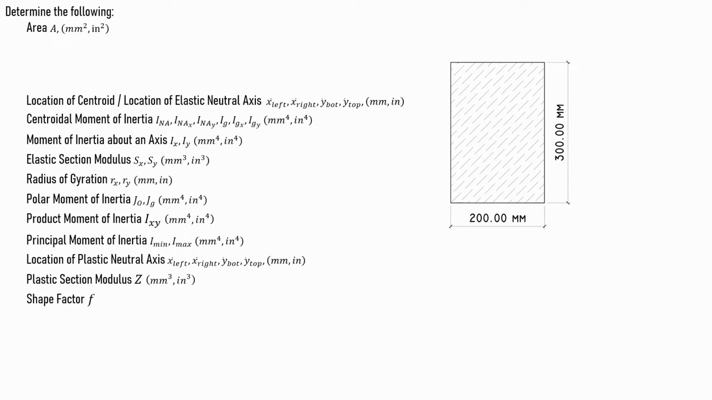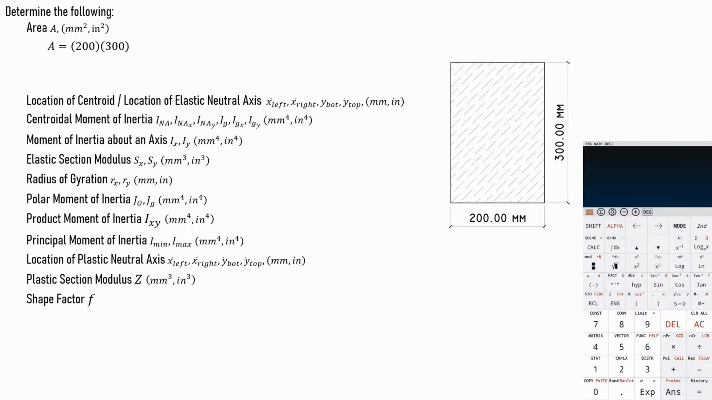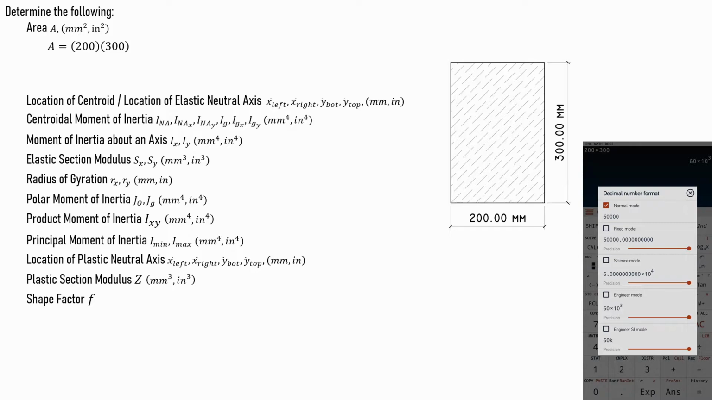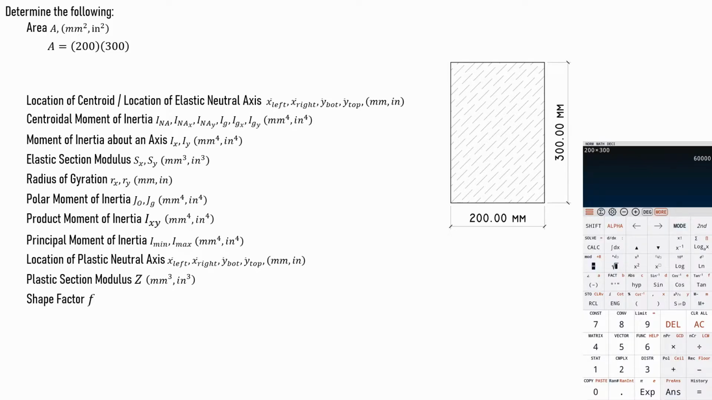So una ay yung area. So simple lang dahil rectangular lang yung section. So area natin base times height. So 200 times 300. So yung sagot natin, naka-engineering notation ako dito, so palitan natin, normal mode muna. So 60,000 square millimeters.